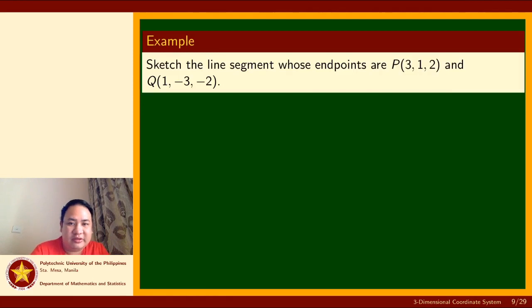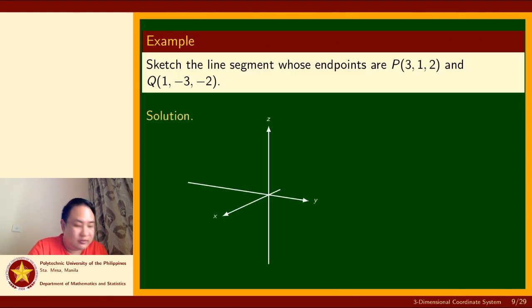So let's have an example. Suppose we are asked to sketch the line segment whose endpoints are P and Q with the following coordinates: P being 3, 1, 2, and Q being 1, negative 3, negative 2. In order to do this, we first need to decide which part of space will be shown. To decide on this, you have to look at the given x coordinates. In this case, the x coordinates range from 1 up to 3.